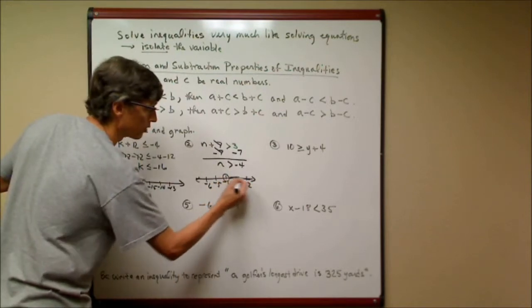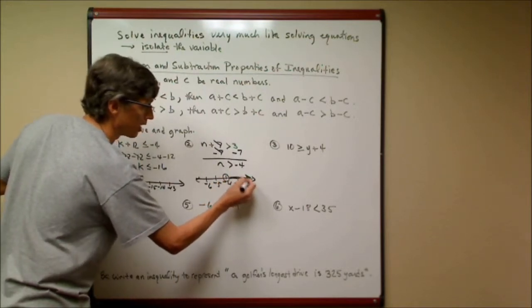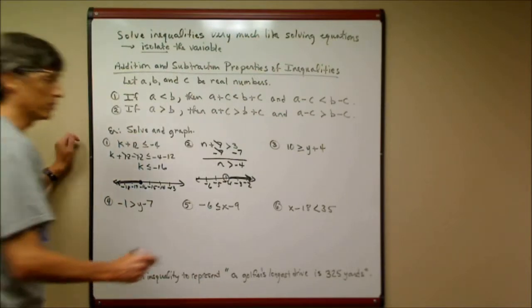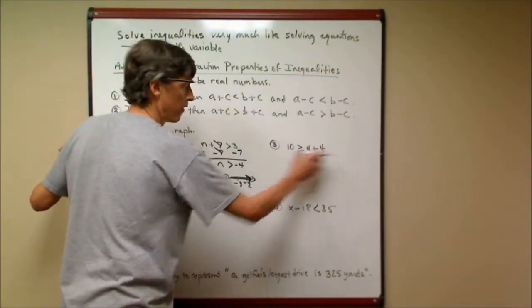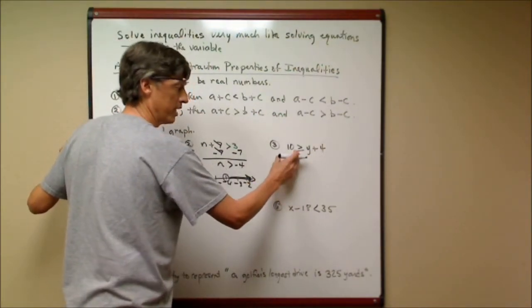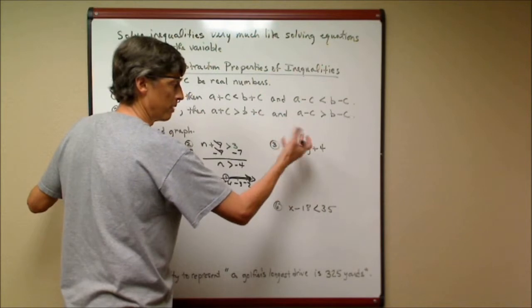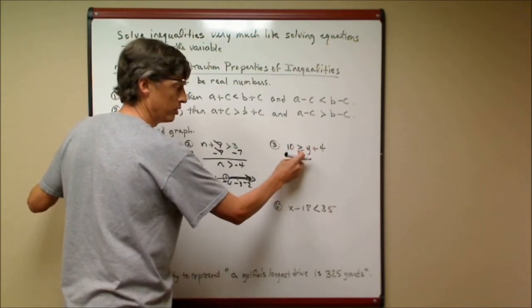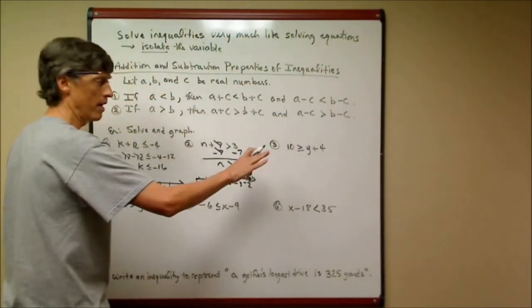I'm going to shade to the right, put the big arrow on the end like that. Now here's the first inequality we've come across where the variable was not on the left side. It's on the right side. Now you don't want to flip-flop the sides around because this is not an equation where you have that symmetric property. If you flip-flop the sides, you have to reverse the order of the inequality. But I'm going to leave it right where it sits.